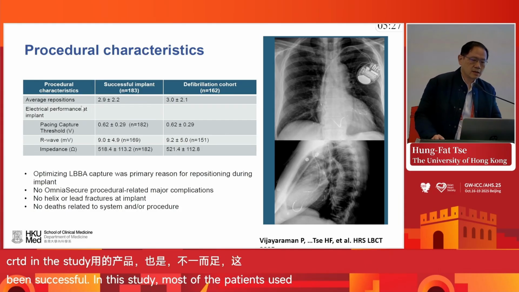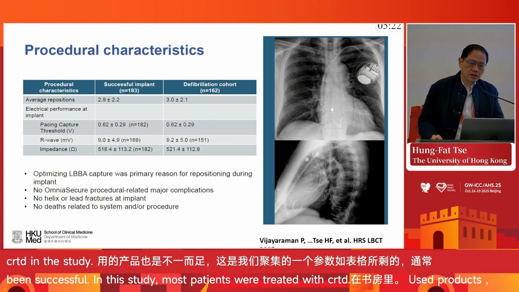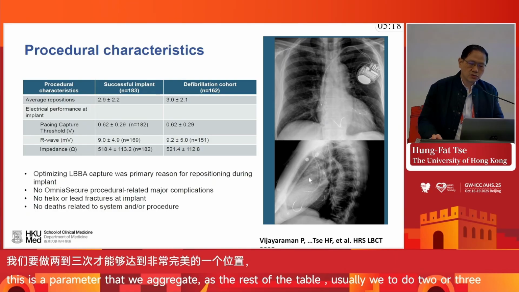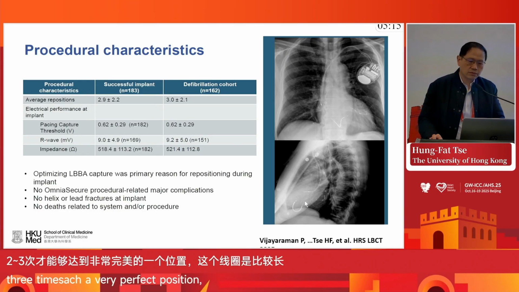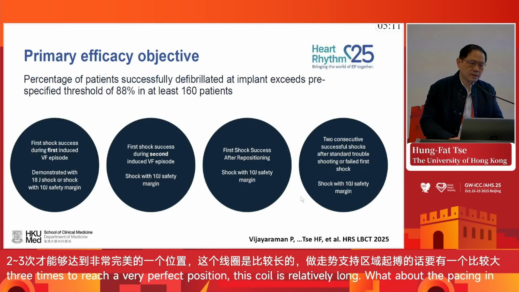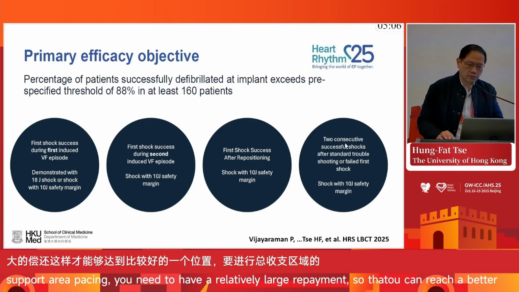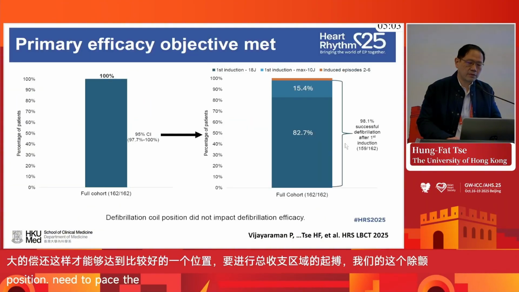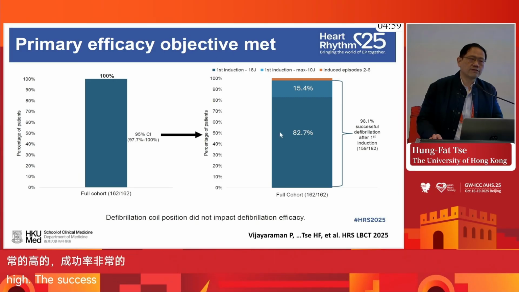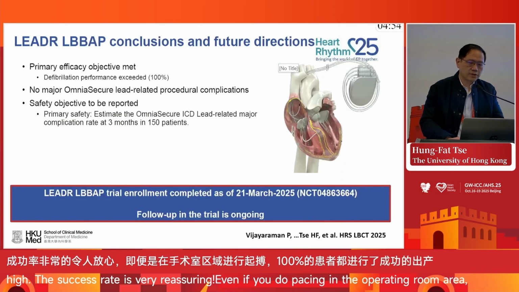So this is a parameter we're measuring in the trial. In general, we need to make 2 or 3 attempts to get the successful position. You can see that the coil is very long. To do LBB area pacing, you need to make a very big loop in the coil in order to reach the LBB area. Again, in the trial, we were able to demonstrate successful defibrillation with this lead even when you put it into the LBB area. You can see that almost 100% of people are successfully defibrillated, even when you put the lead into the LBB area for pacing and defibrillation.